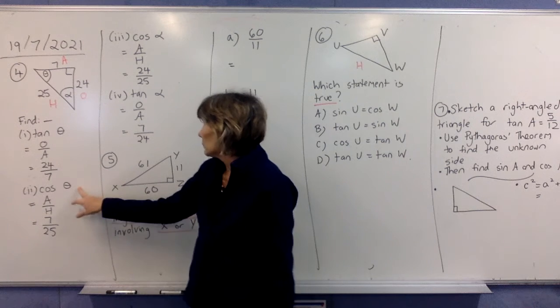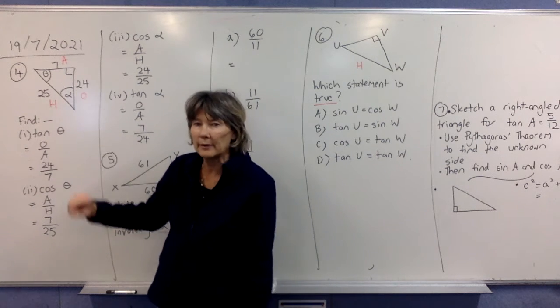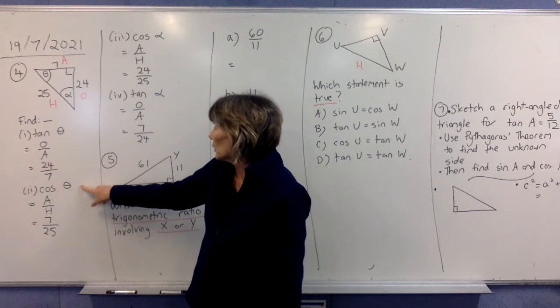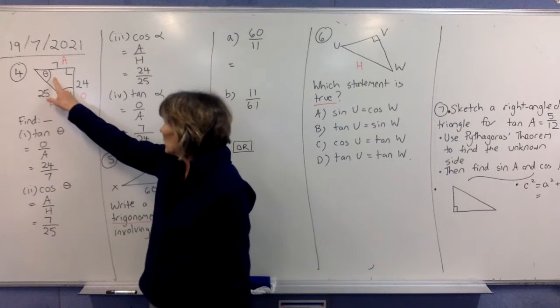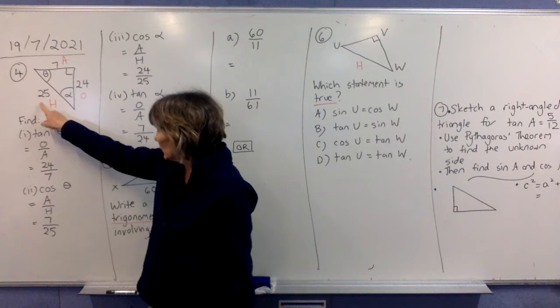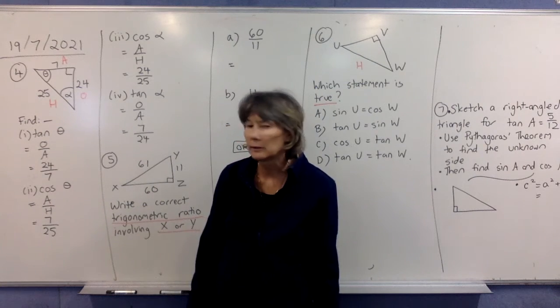Okay, the next one, we're still looking at theta, so I'm going to leave everything as it is. So we've got cos theta, that's A over H. So cos theta, A over H, is 7 over 25.